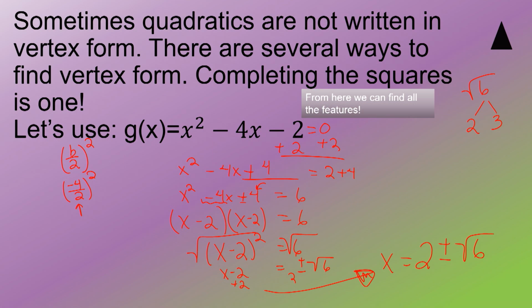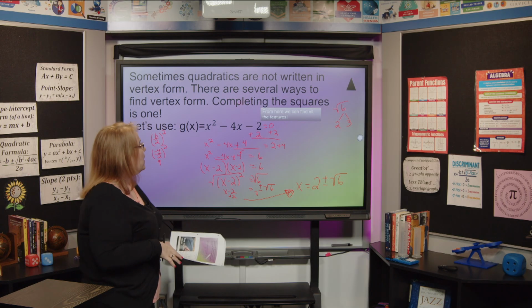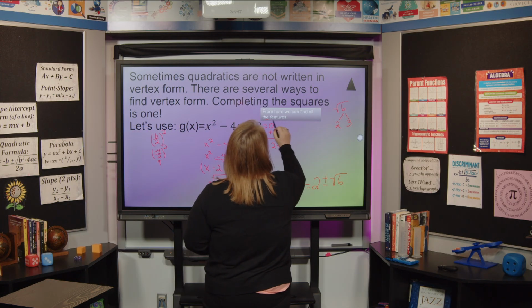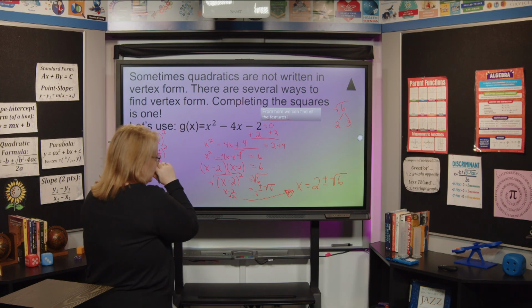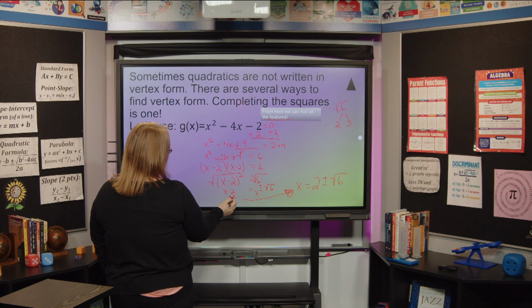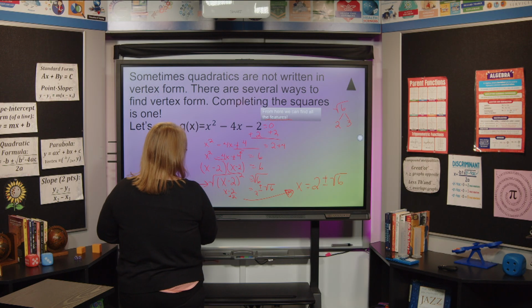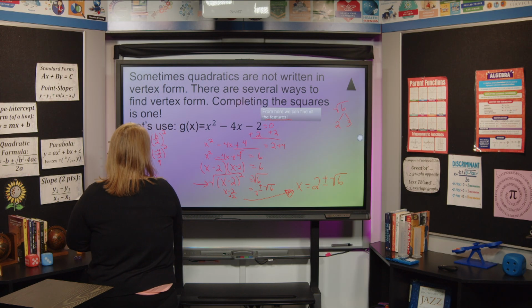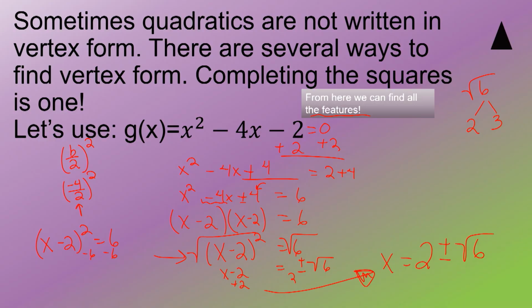So now I have found what my x values are. So let's go back and look to see what the rest of my features are. For my vertex form, it would be before I took the square root. So my vertex form would look like this. I'm going to have to move my 6 back over. So x minus 2 squared minus 6. Opposite of -2 is going to be a positive 2. And my -6, this is going to be my vertex.